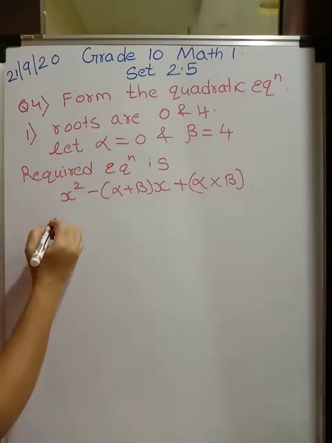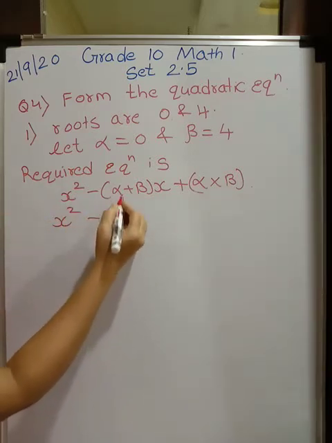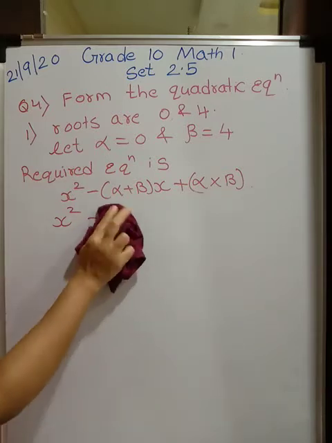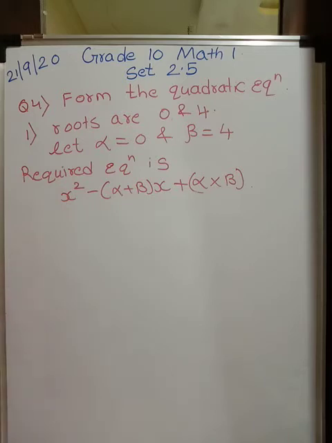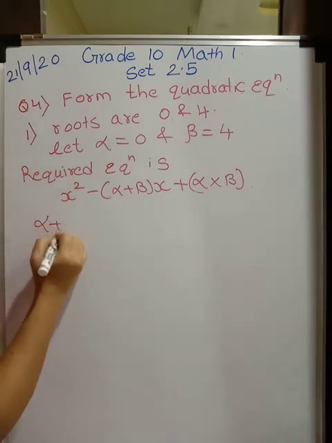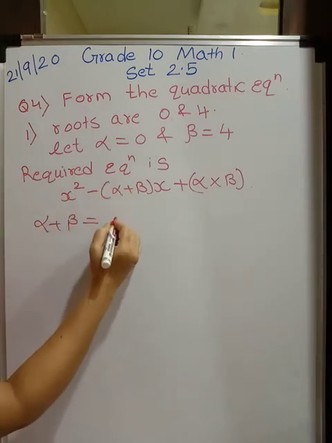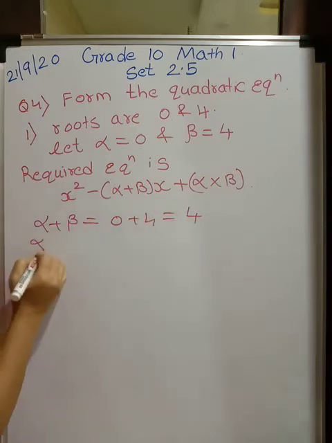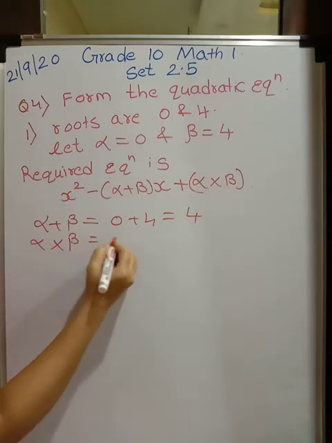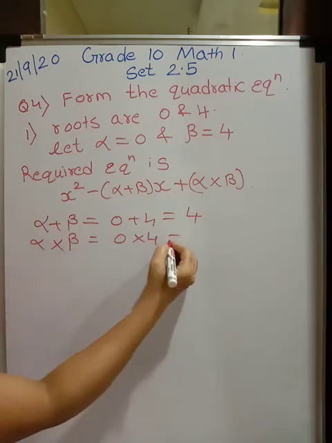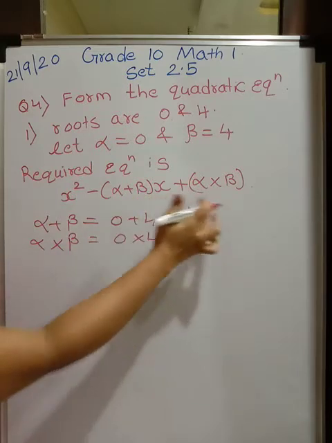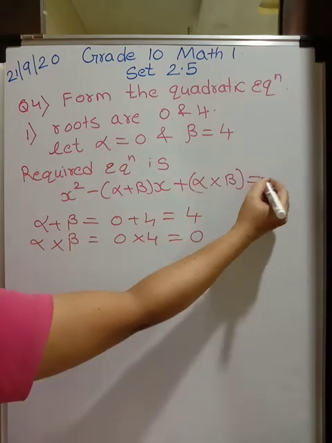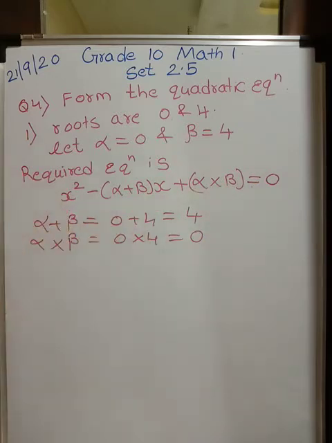So we have x square minus, what is alpha plus beta? We have to find it out. So before doing this, I would suggest that first let us find alpha plus beta and alpha into beta. So alpha plus beta would be 0 plus 4, which is equal to 4. And alpha into beta is 0 into 4, which is equal to 0. Now let us substitute these values in the formula. We get this is equal to 0. This is the general form of quadratic equation.